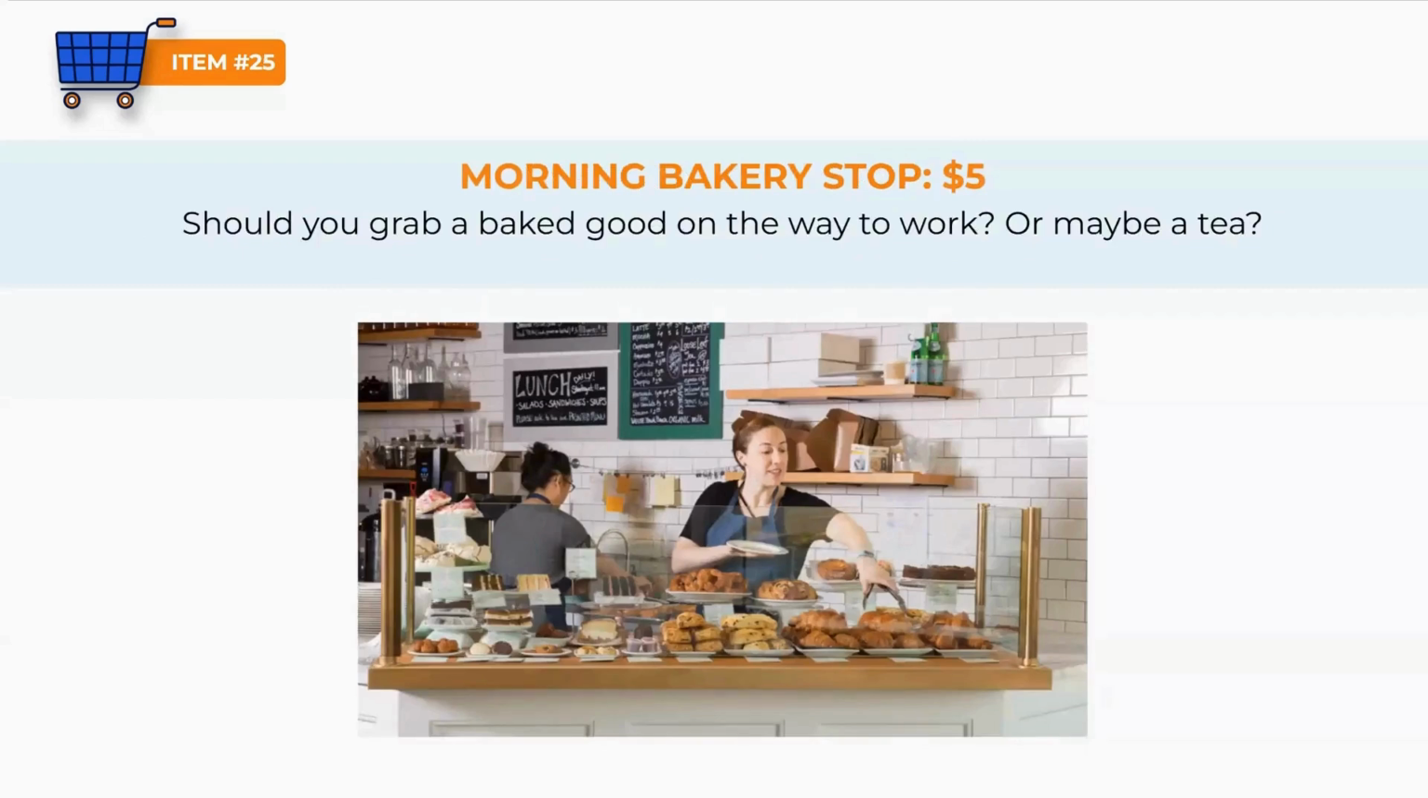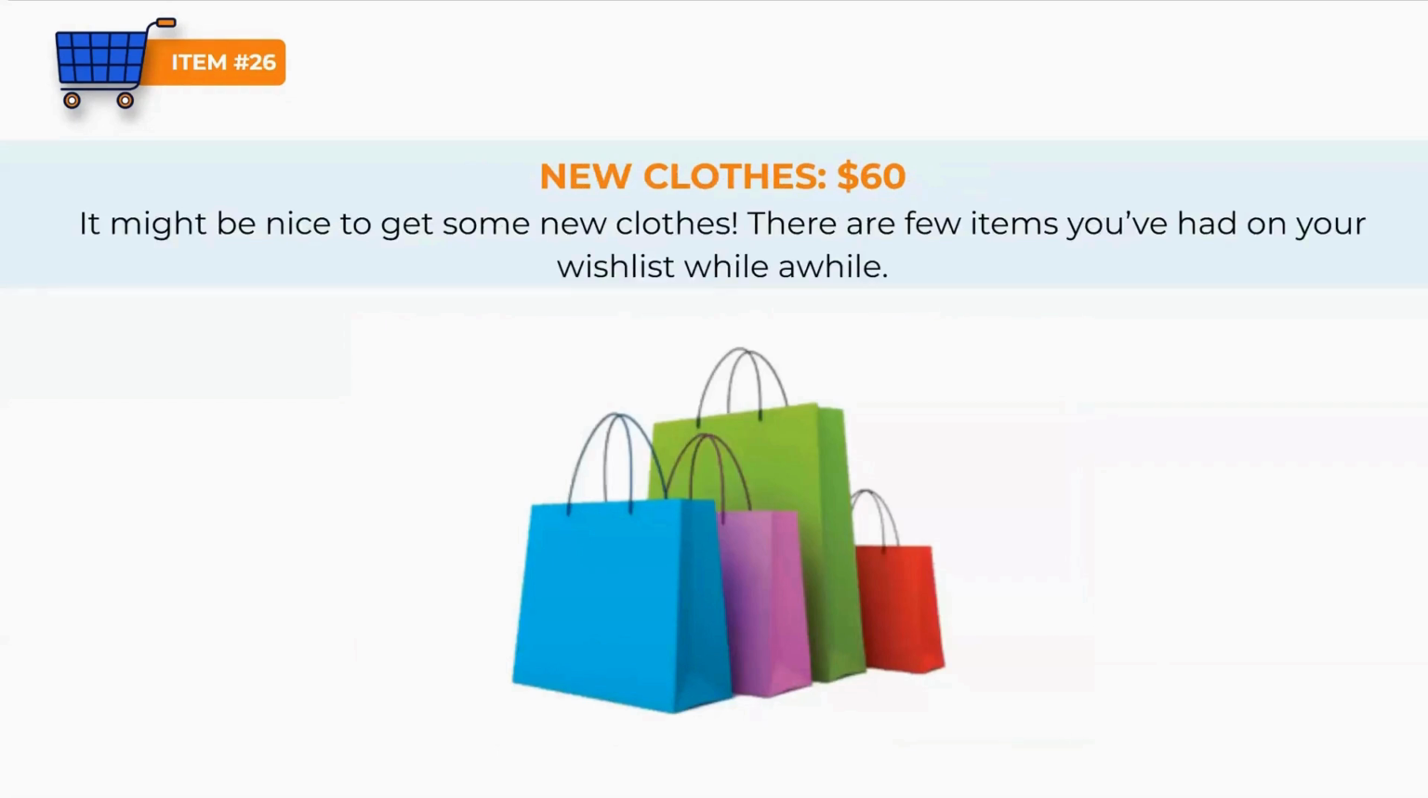Item number 25, morning bakery stop. You know you need your roll, and you know you need your coffee, and you know where you're getting it from. Ain't gonna be no $5 though, but that's okay. If you want it, come and get it. Item number 25. New clothes. You notice you had holes in your underwear. I'm just making that one up, sorry.